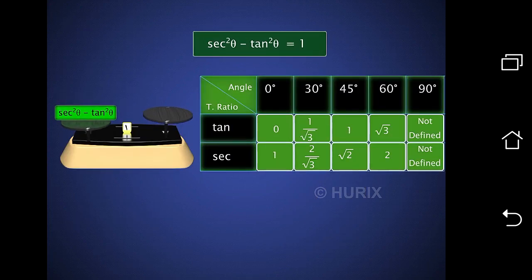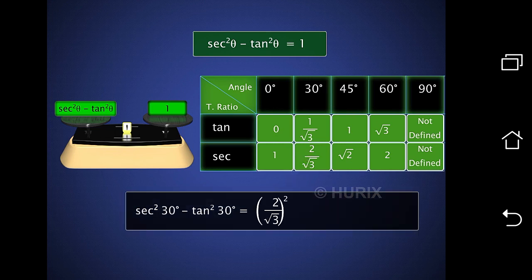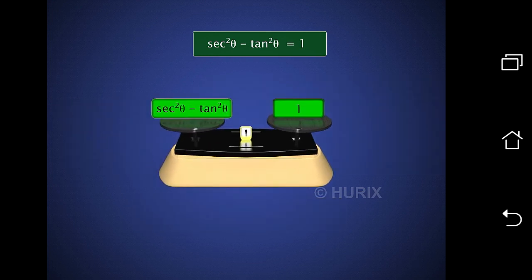Let's verify this identity using the values of tan and secant for some angles. Starting with 0 degrees, we can see that secant squared 0 minus tan squared 0 is equal to 1. Similarly, secant squared 30 minus tan squared 30 is equal to 1. And secant squared 45 minus tan squared 45 is equal to 1. Therefore, the identity is true for any angle for which secant and tangents are defined.